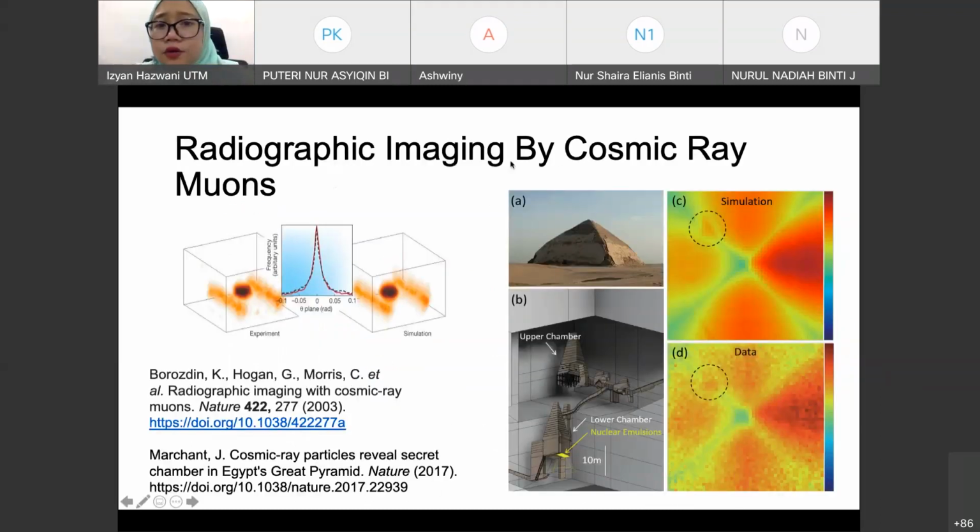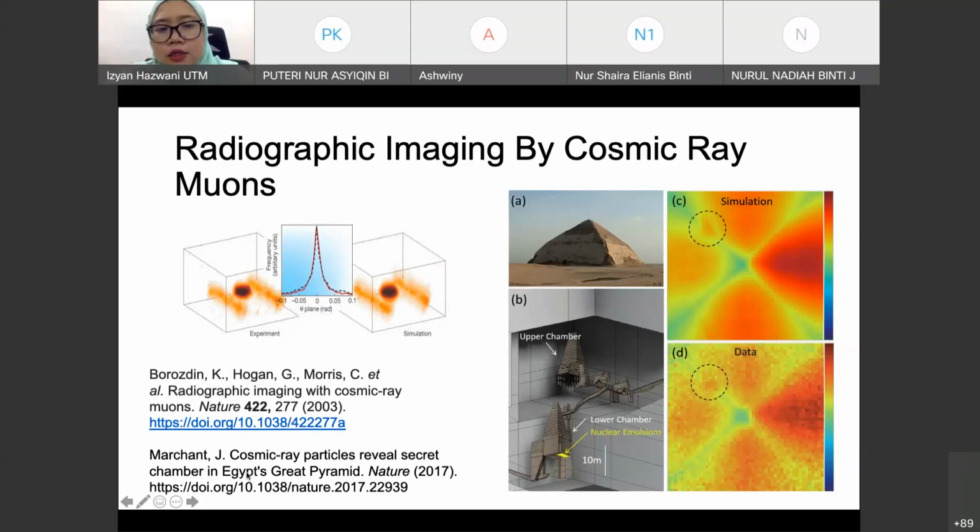Next is radiographic imaging by cosmic rays. This method was first introduced in 2003. It used this radiographic emission, and we can see that at the peak area we have some very dense colored pictures, and for the broadened peak area we have some small crumbles.